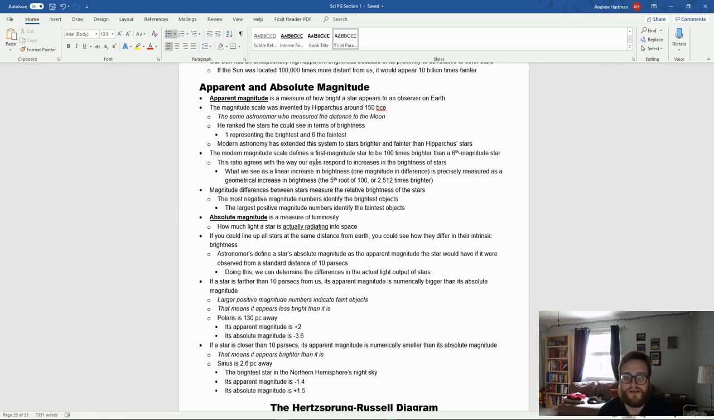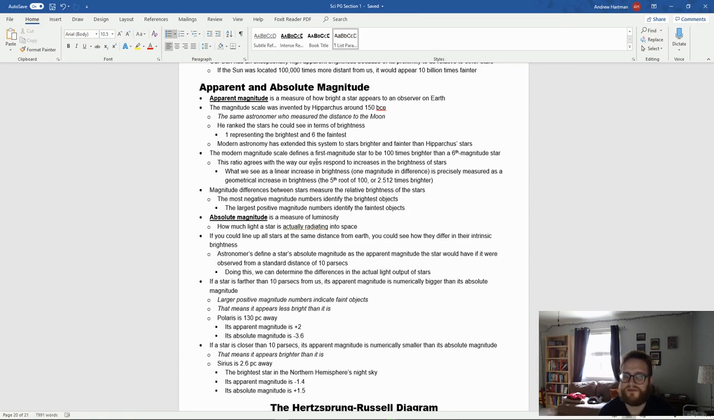So when we see a linear increase in brightness, which for us is 1 magnitude of difference, so a second to a first magnitude star, it is a geometric increase in brightness, which is the 5th root of 100, or 2.512 times brighter, right? So instead of seeing it double in brightness, you see it 2.512 times brighter as you go up the magnitude scale. The 5th root of 100 comes from the idea that a first magnitude star is 100 times brighter than a 6th magnitude star because there are 5 magnitudes between them. So then you basically calculate backwards, right? From a 6th to a 2nd magnitude star would be the 4th root of 100, which would be 10 times brighter, right? And so on and so forth.